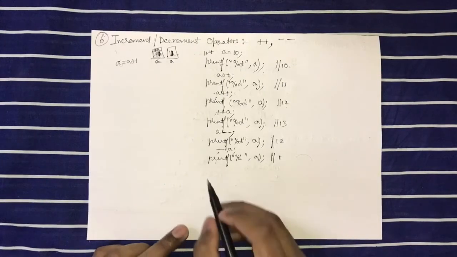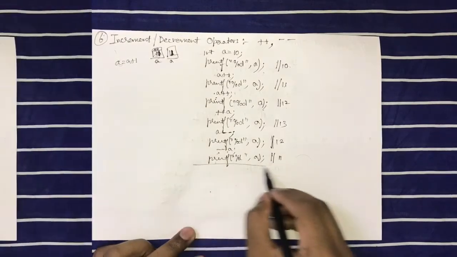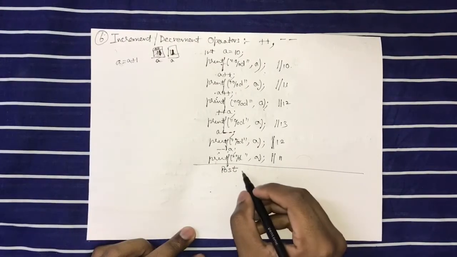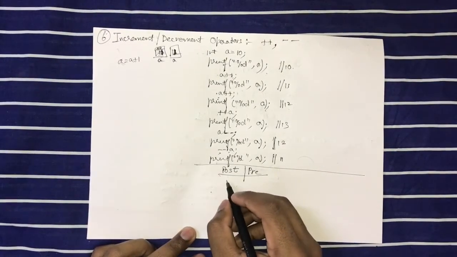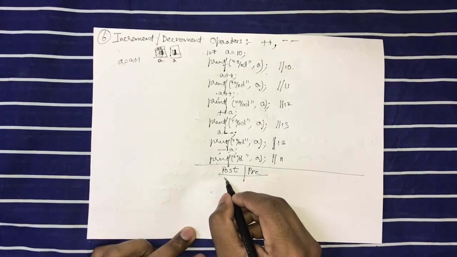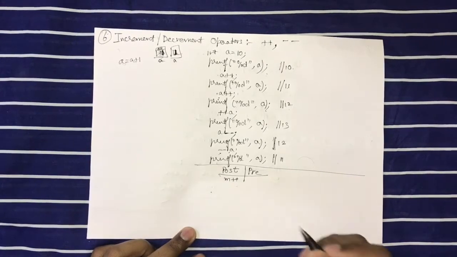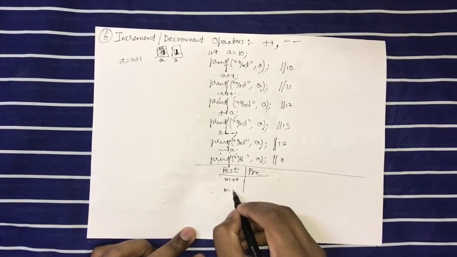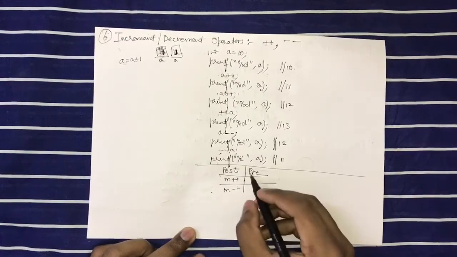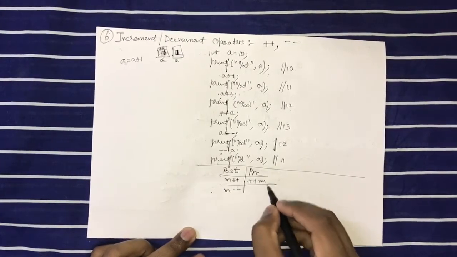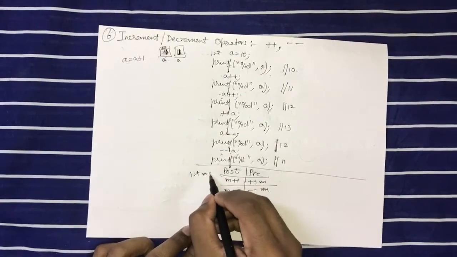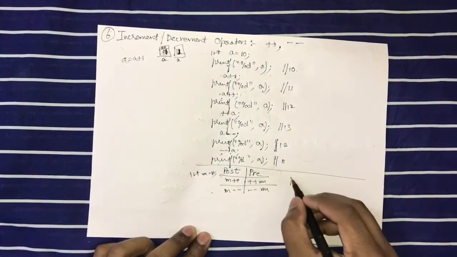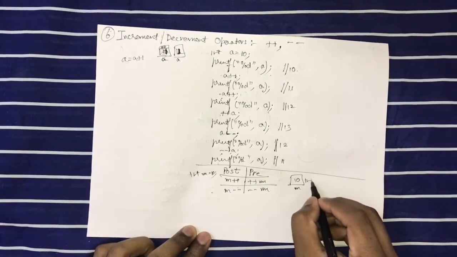There is still something remaining in this operator which is the most important. These operators are divided into two categories, which are post and pre. Say I have a variable m, so m++ would be pronounced as post increment, then post decrement, pre increment and pre decrement. Say I have a variable int m equals 10. I have a variable m containing 10 and of type int.